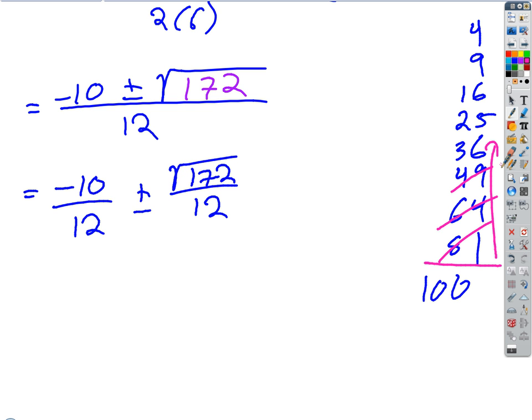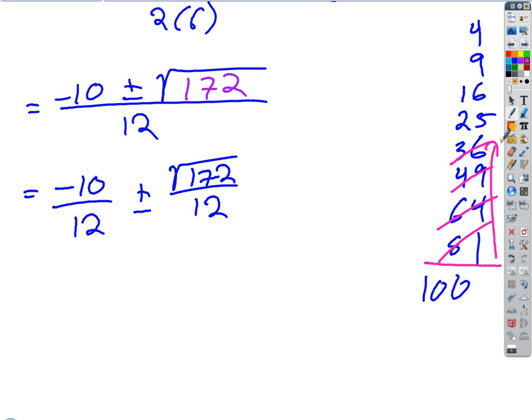36. Maybe, let's try it. 36, let's see, times 3 would be 108, times 4 would be 144. It's going to be close. Times 5 doesn't quite make it. We get, what, 180? So it just misses it. Okay, that one doesn't work either.